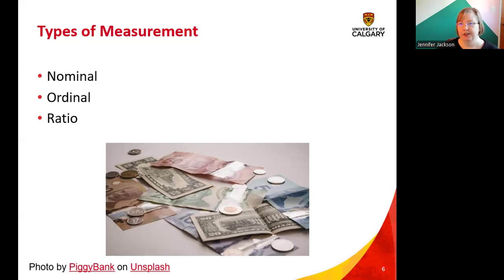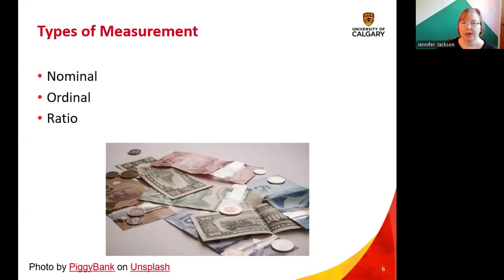Finally, we have ratio level variables, and these do have a hierarchy, but the difference between each item is exact. So $1 to $2, there's exactly a $1 difference. $2 to $3, there's exactly a $1 difference. So we know that it's very precise because there are exact fixed increments that are the same across the whole scale. An example of a ratio level variable in health could be weight. Is this person on dialysis? What is their weight, and how do we calibrate their treatment accordingly?